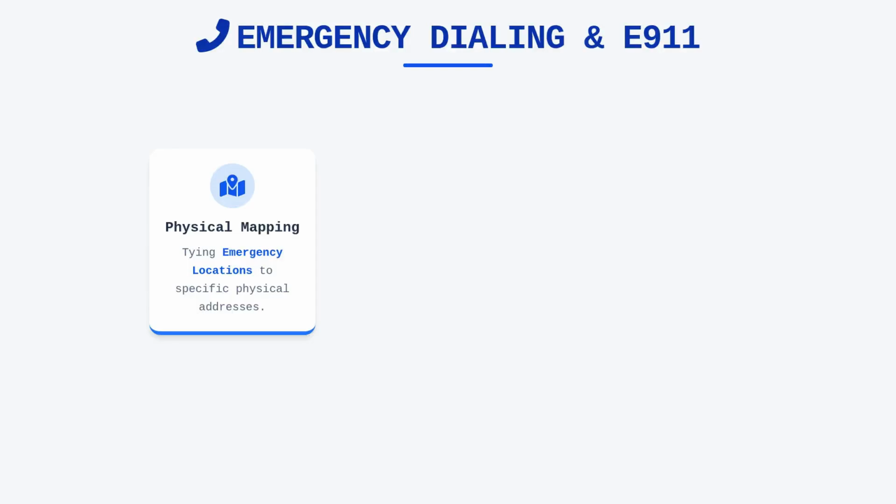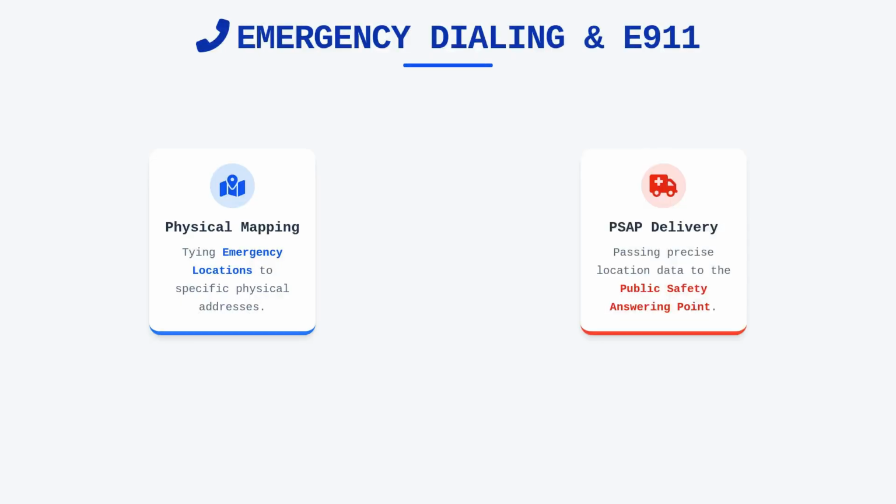Emergency dialing, or E911, represents the most vital configuration within your telephony stack, as it bridges the gap between digital systems and physical location data. In Genesys Cloud, you define emergency locations that are tied to specific physical addresses, which are then passed to the public safety answering point during a call.